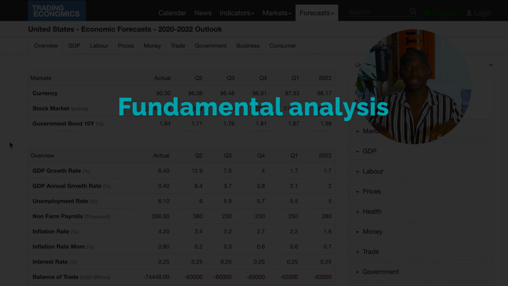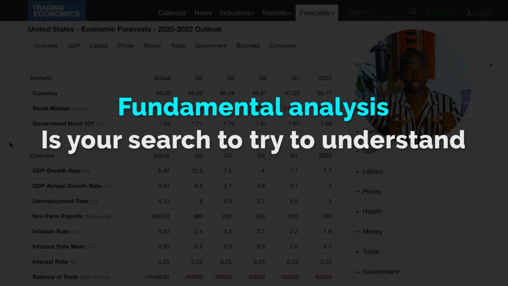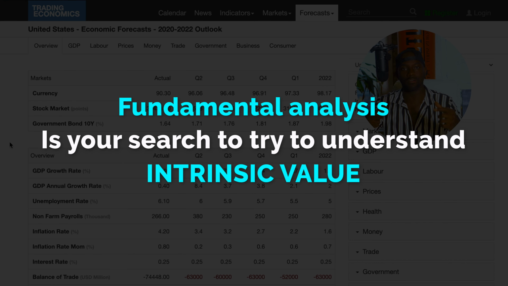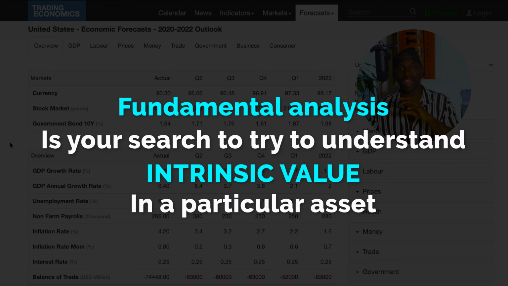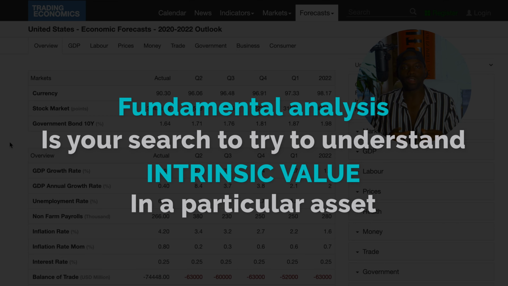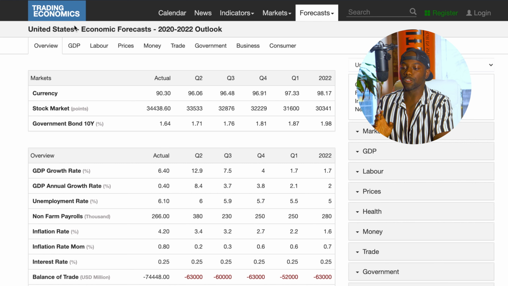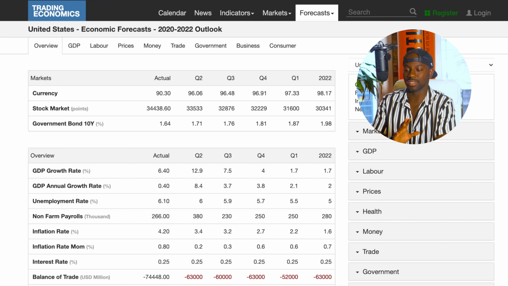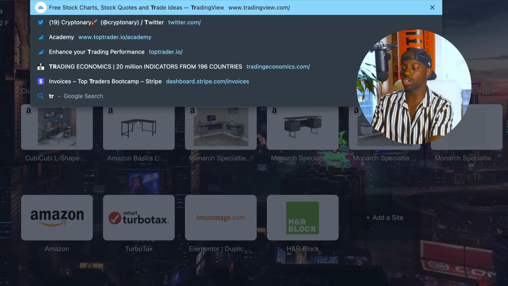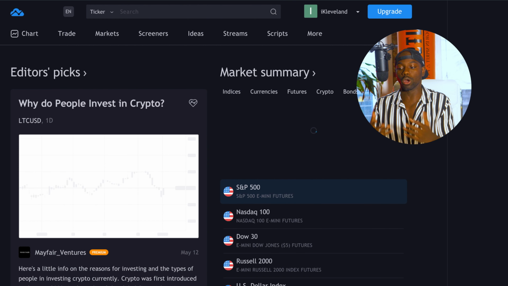So, fundamental analysis is your search to try to understand intrinsic value in a particular asset, right? So when you do fundamental analysis, you're trying to understand what is the value of this asset, and the reason you need fundamentals is because if you simply just have the price of an asset, then you aren't going to be what's considered smart money.